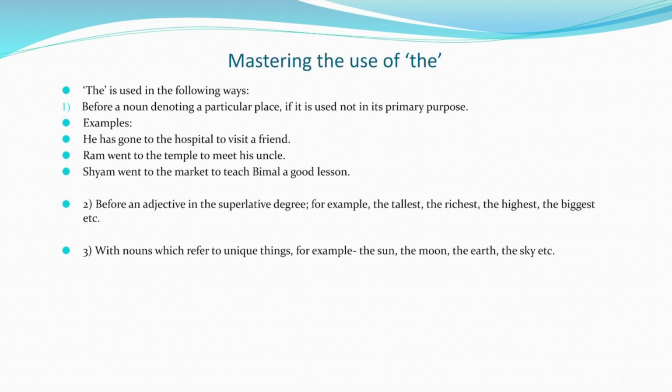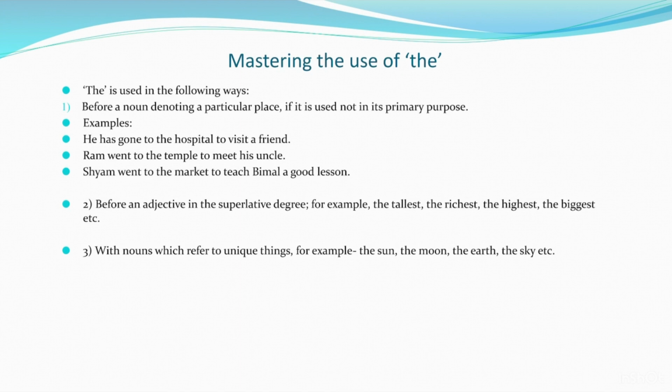Now, let's move on to the use of the definite article the. So, the is used in the following ways. Number one, before a noun denoting a particular place if it is used not in its primary purpose. Meaning, let me explain with an example. He has gone to the hospital to visit a friend.